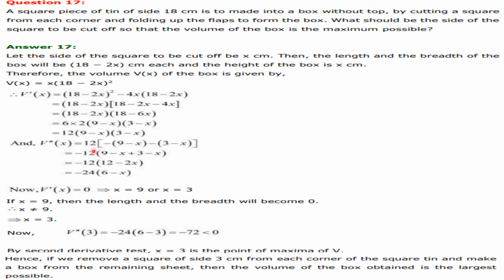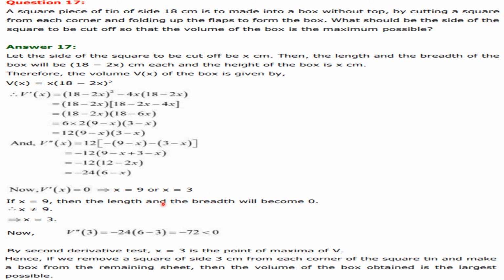Right. What is v dash of x here? 12 into 9 minus x into 3 minus x. Here no need to take this number. We take these two factors. Then what will you get here? 3 minus x is equal to 0. Then what will you get? X is equal to 3, and 9 minus x is equal to 0. Then what will you get? X is equal to 9. So we got here two critical points, namely 3 and 9. Understood these two values, my dear children?